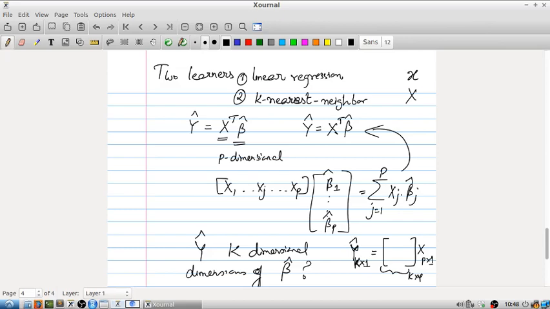All I'm saying is the output variable can be both scalar and vector, and if it's a vector, then you have a lot more parameters describing your model. If y hat is a scalar, then you just have p parameters. If y hat is a vector, you have k times p parameters in this linear model setting.